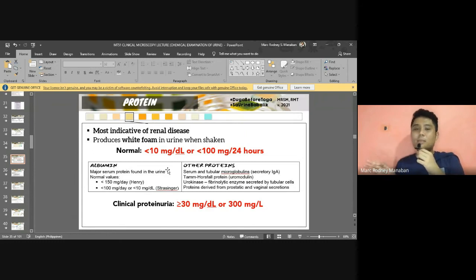Okay. And of course, in the microscopic exam, we will encounter this again. Of course, the Tamm-Horsfall protein or uromodulin is the major constituent of your mucous threads and the casts, and other sediments in the urine. So later, when we go to the microscopic exam.